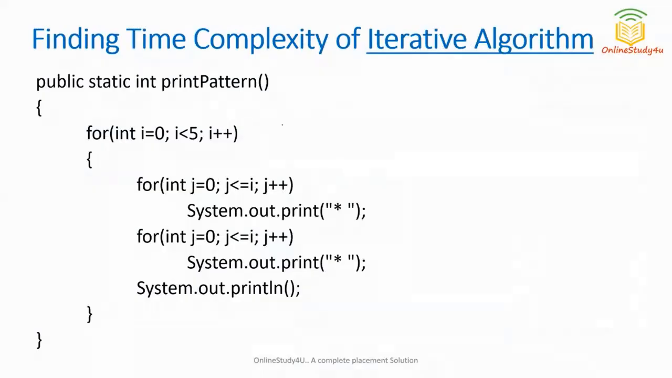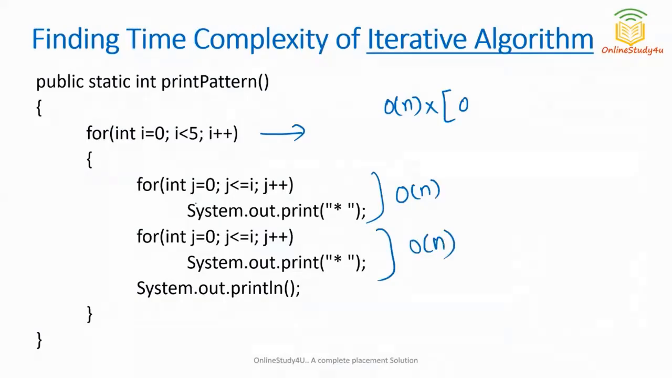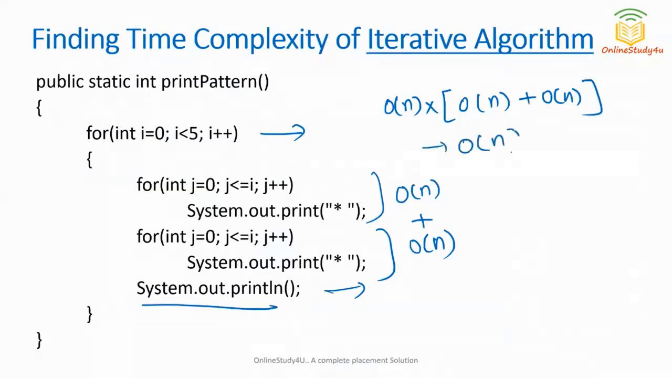Now you can see this for loop is having one for loop. So we can write order of n into this for loop, which is nothing but order of n. The order of 1 we can ignore. Now this for loop is order of n. Are they nested? No. So we will add them up. So we can write here order of n plus order of n. Now we have a print statement, so we will add, but we can ignore this. It is negligible. So now this is order of 2 into order of n.